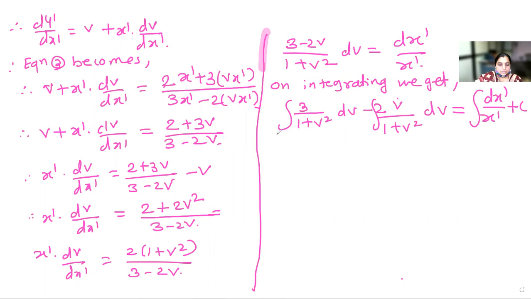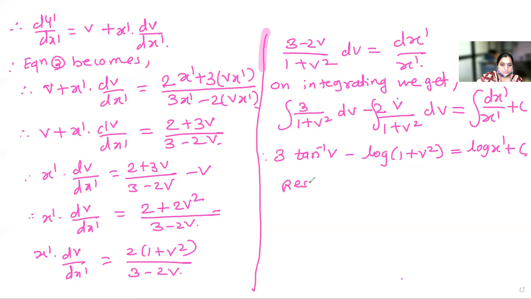Okay, so now we know that dv upon 1 plus v square is in standard form. So the integration of this is tan inverse of v, minus, now this 2v divided by 1 plus v square, if you take the derivative of 1 plus v square, it becomes 2v. So this is in which standard form? f dash of x divided by f of x. So its integration is log of f of x, that means log of 1 plus v square is equal to integration of dx upon x dash, log of x dash plus c. Now this is the solution, but the solution must be in terms of the original variable. So resubstitution is required.